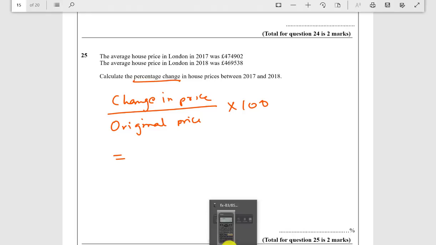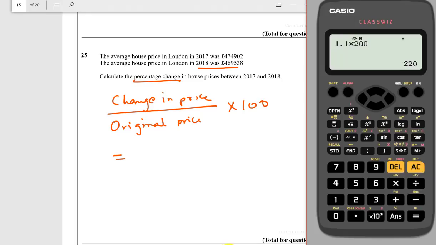To find the change, we need to subtract the 2017 price from the 2018 price, because 2017 is the older price. So let's type this in. So we have £469,538. Be careful when you type your numbers in. Make sure you double check that you got the right digits. Take away £474,902, and that gives us an answer of, oh, I did it the other way around. Now we can clearly see the price is going down, so we've got a negative here.